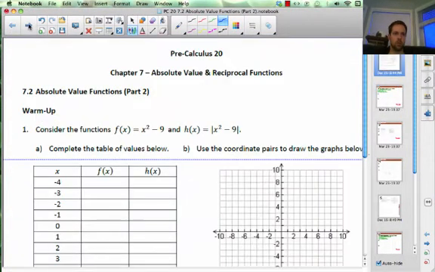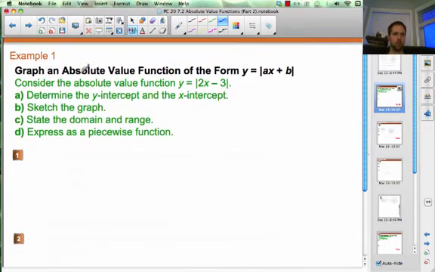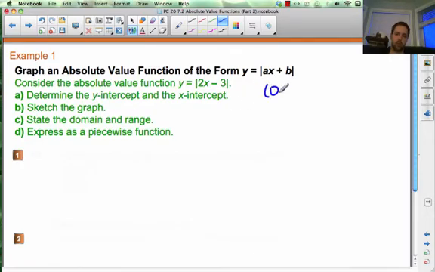Alright, so let's get some practice. I'm going to leave the other warm-up for you there on your page to do on your own. Consider the absolute value function y equals the absolute value of 2x minus 3. Determine the y-intercept and x-intercept. So the y-intercept is when x equals 0, so we're going to have the point 0 and something. Let's plug it in. When x equals 0, we have 0 minus 3, the absolute value of that. So the absolute value of negative 3 is 3.